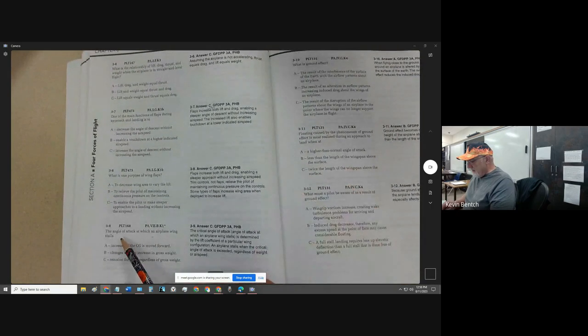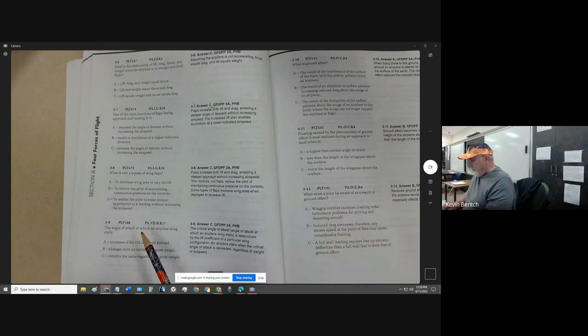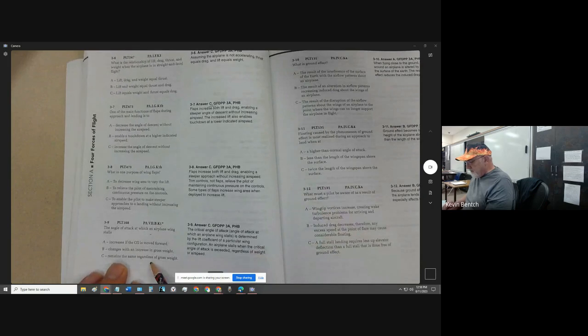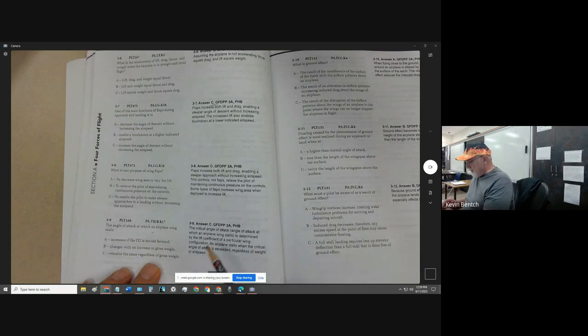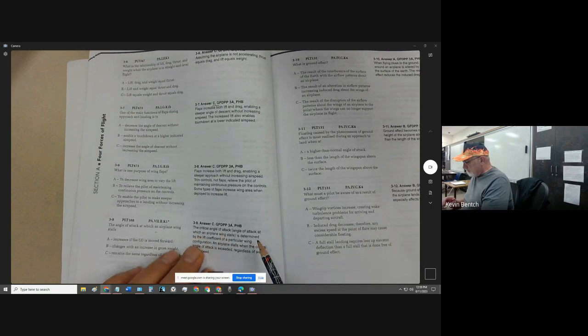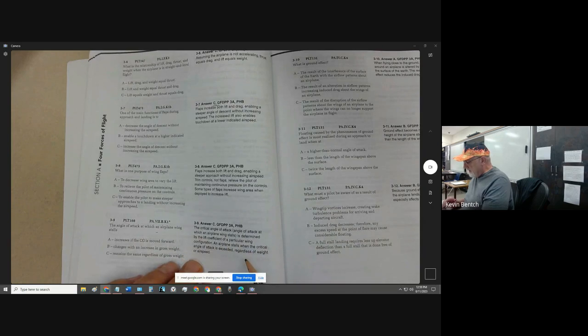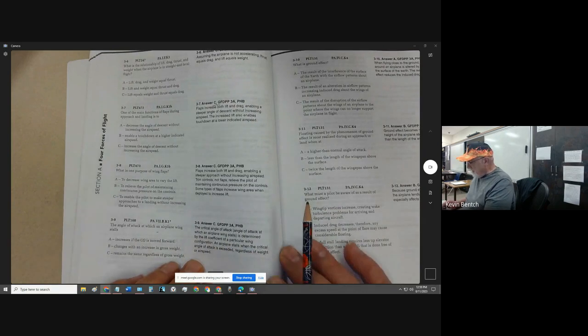Okay, 3-9. The angle of attack at which an airplane wing stalls is C. Remains the same regardless of gross weight. Some of these others are kind of halfway true. Who cares? What they're looking for is that the angle of attack at which the airplane wing stalls is the same regardless of gross weight. The critical angle of attack at which an airplane stalls is determined by the lift coefficient of a particular wing configuration. An airplane stalls when the critical angle of attack is exceeded regardless of weight and airspeed.